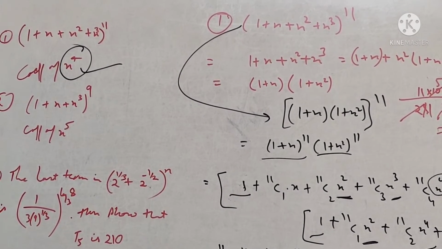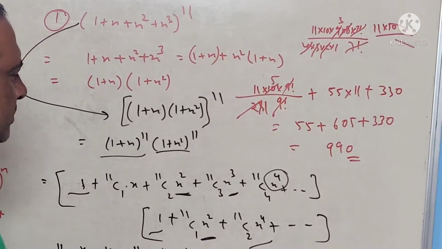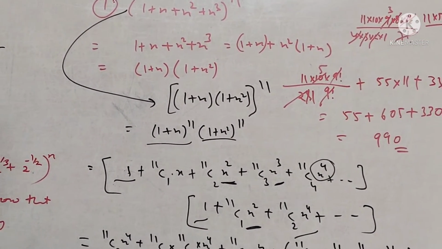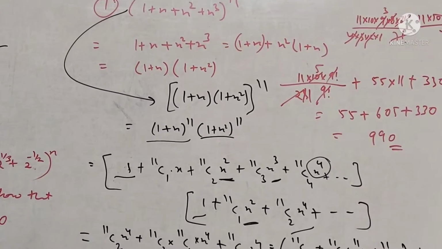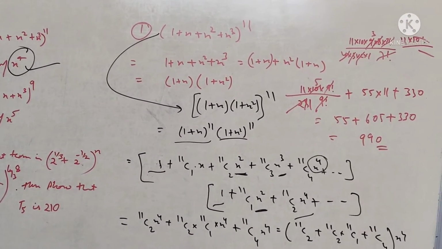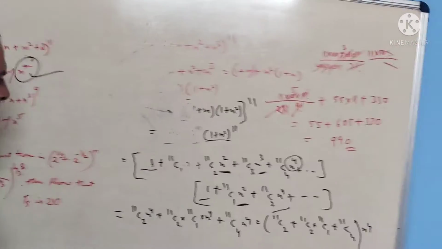By doing this method, you can easily go up to the answer, and this is a very good answer. You can do it. I think everything is clear to you. Okay, we can proceed to the next question, which is saying (1 plus x cube) whole raised to power 9, where we have to find out the coefficient of x raised to power 5.